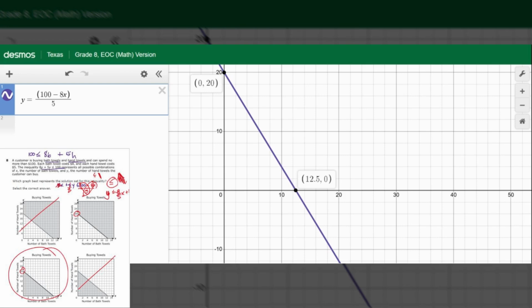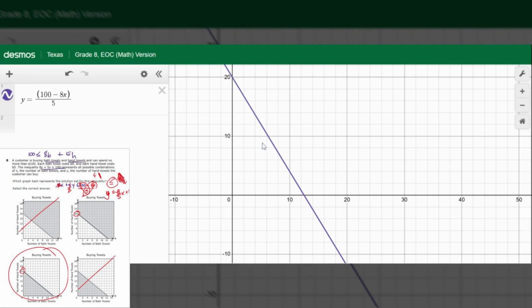Now the question here says less than or equal, which means your shading part is underneath. This part here is the shading part. Under the 20, this line here, under that is the shaded part.